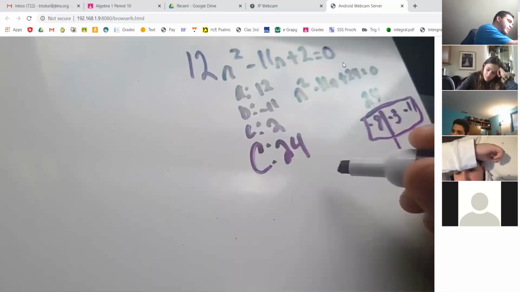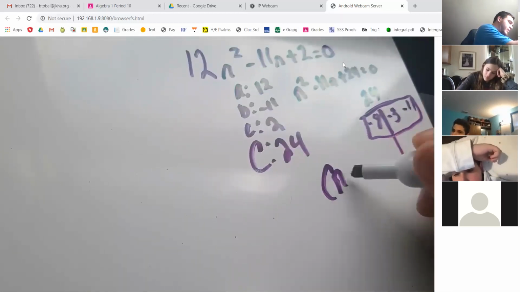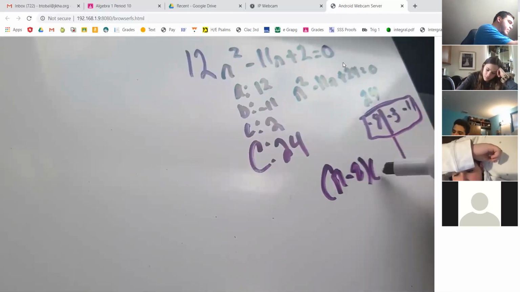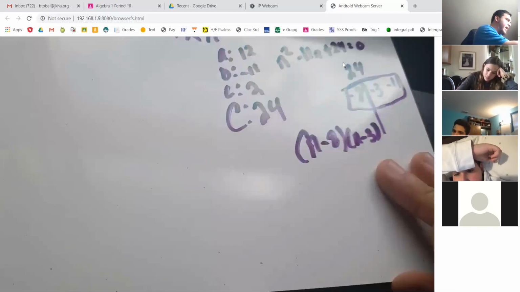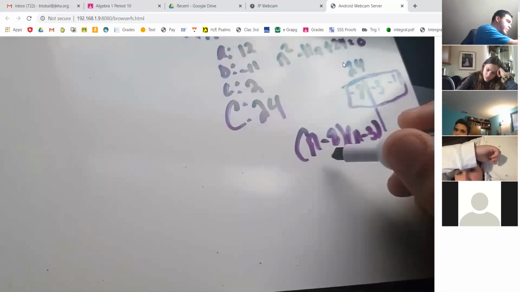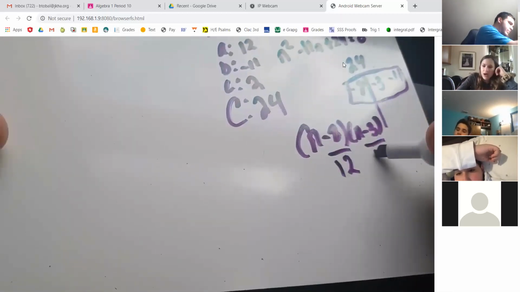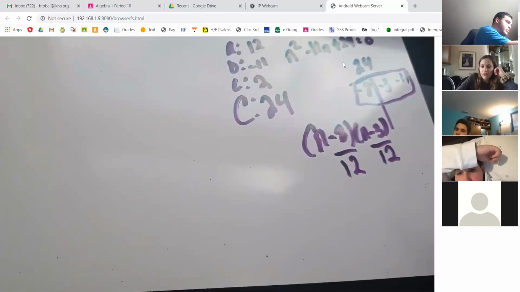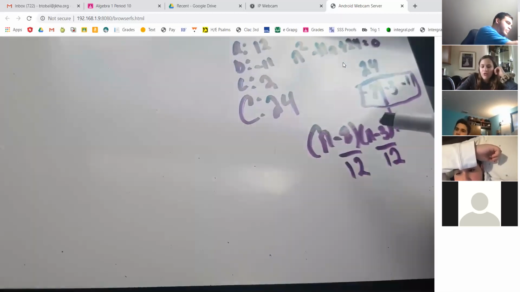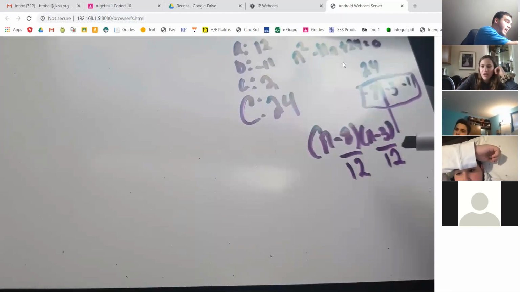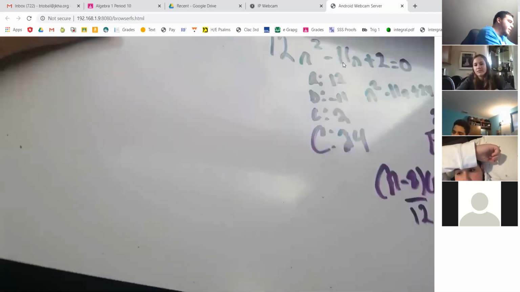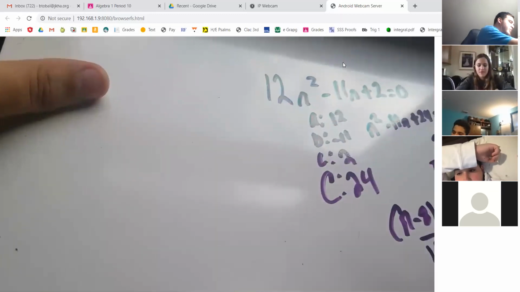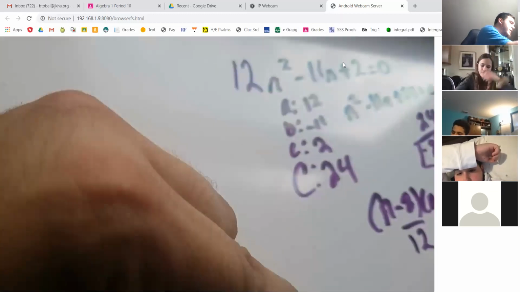All right. So that's n minus 8, n minus 3. This is where the 12 shows up. So we're going to divide by the 12: 12n minus 8 and 12n minus 3. You have to divide by your A, which is 12. I forgot that step. That's why I got it wrong every time. There you go. You've got to remember that. So A is 12, so divide by 12.